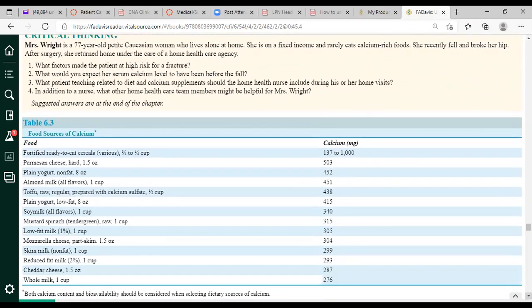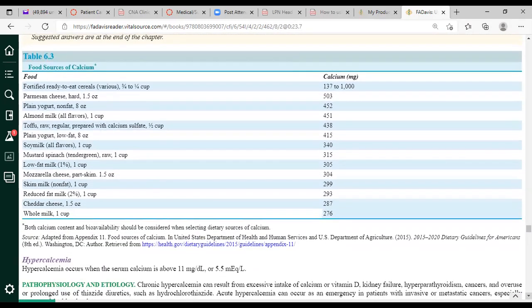And it also gives you all a list of foods that are high in calcium. So you do want to make sure that you know the foods that are more so high in calcium.